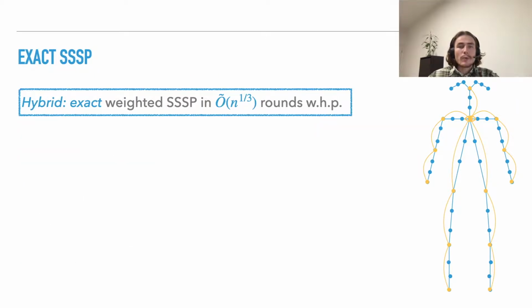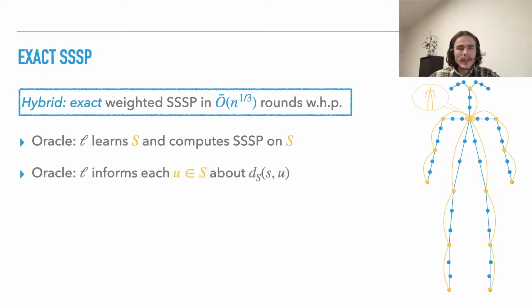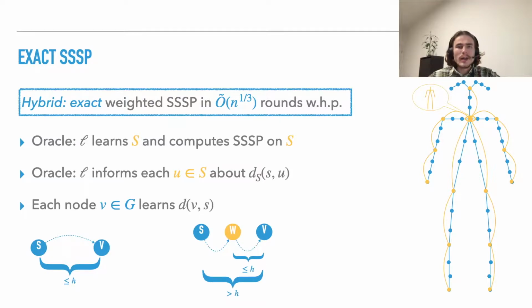Now, our first warm-up distance result. It is the exact weighted single source shortest path in roughly Õ(√n) rounds. And it follows directly from the oracle simulation. First, we build a skeleton graph, let the oracle learn it, and compute the exact single source shortest path on this skeleton graph. Then the oracle informs each skeleton node about its distance from the source. And finally, we extend the single source shortest path result from the skeleton graph to the entire graph, doing some local explorations.